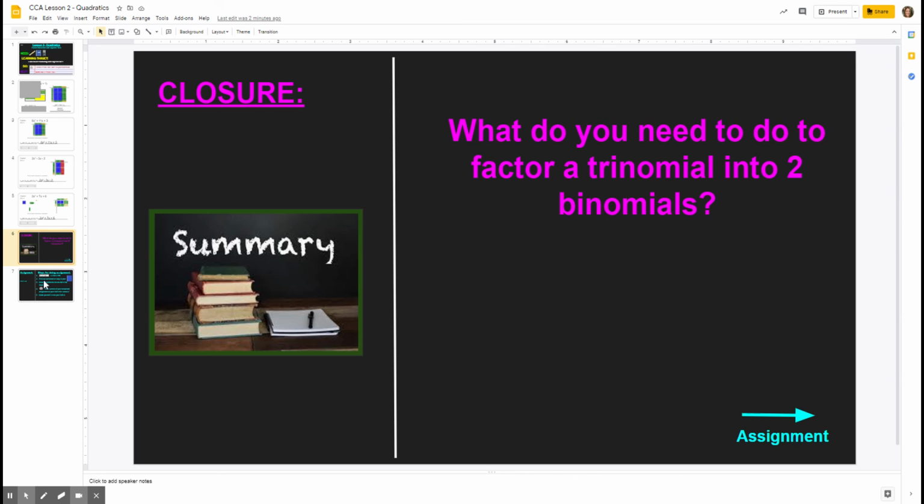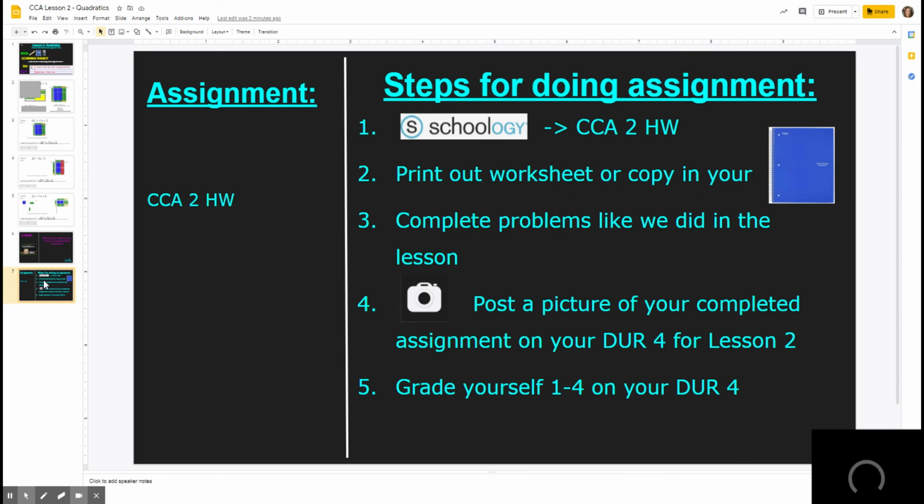All right, so your assignment today, you head into Schoology, you will see a worksheet called CCA 2. It's your homework to go along with this one. And then when you're finished, you are going to take a picture and put it on your DUR 4, like you've been doing. I did not look at the first assignment yet. So if you have that first assignment added, thank you very much for getting that done and posted. My plan is to get it done this weekend. Okay. So when you've got everything that you need, go ahead and head into Schoology and open up that worksheet number 2.